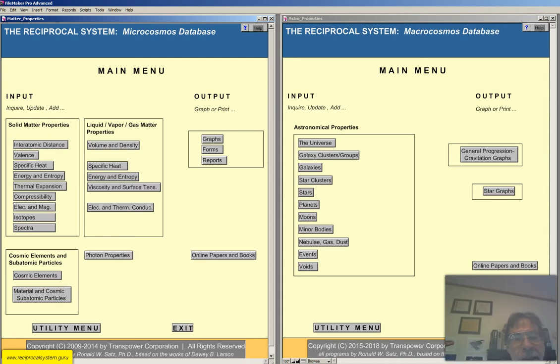Today, as with most of my screencasts, we'll be discussing the reciprocal system, in particular, the reciprocal system Microcosmos database, the electric and magnetic properties layout. In previous screencasts, I've covered solid-state matter properties, interatomic distance, valence, specific heat, energy and entropy, thermal expansion, compressibility. So we're going to look at this today. So we'll click there. It'll take about 10 seconds to load because it's doing lots of calculations. I've already pre-selected iron as the element whose properties we're going to look at.